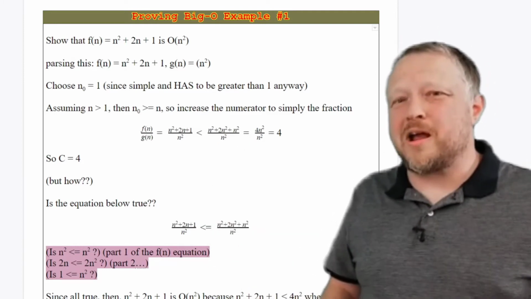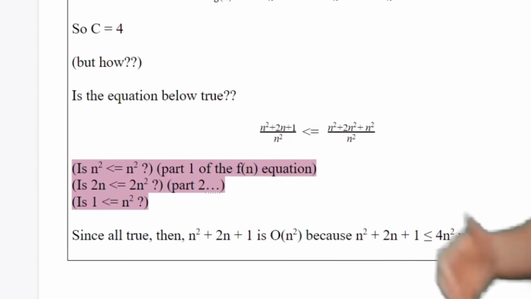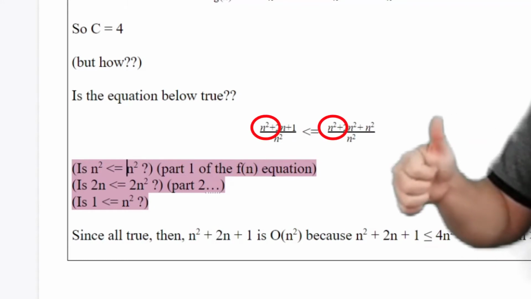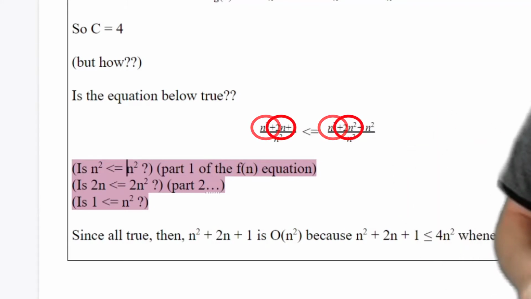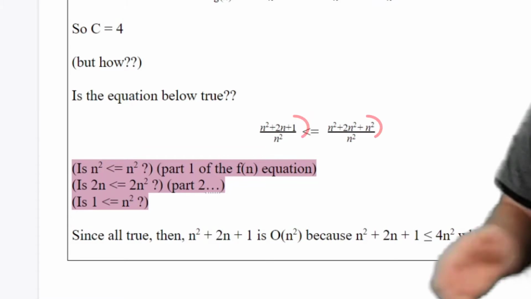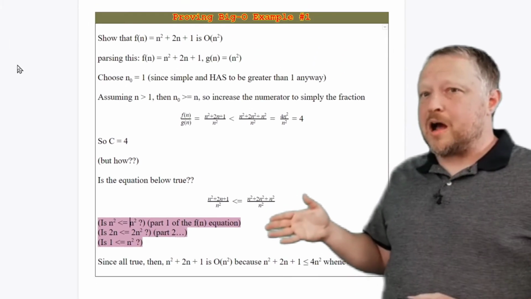Was n squared. So what we're going to do is look at each part. So I'm going to circle things here. Is n squared less than or equal to n squared? Yep. Is 2n less than or equal to 2n squared? And the answer is yep. Is 1 less than or equal to n squared? The answer is yes. So it's all going to work out with our g of n.